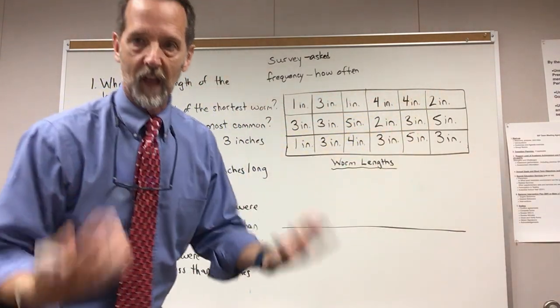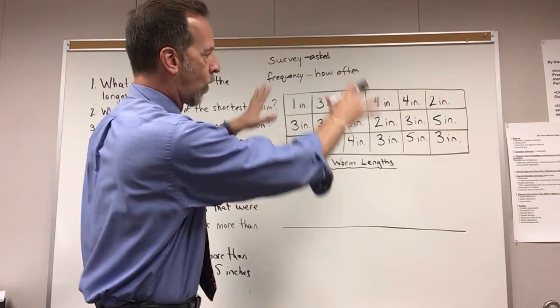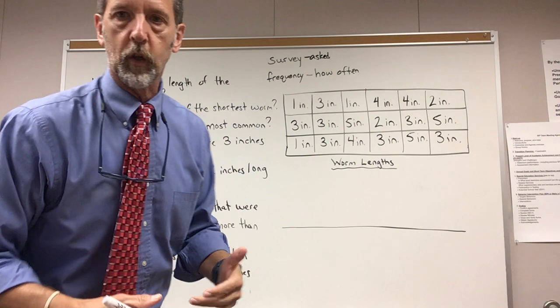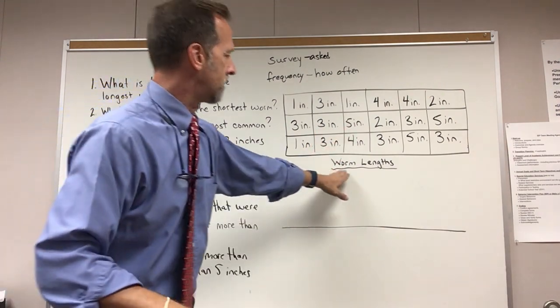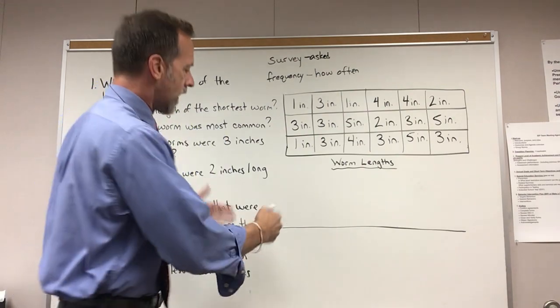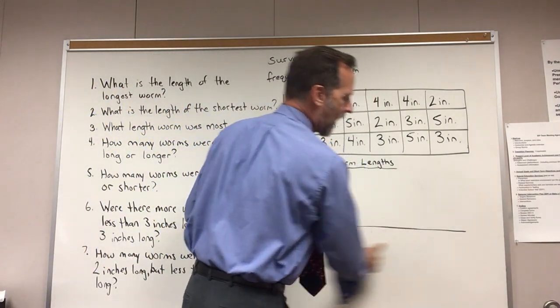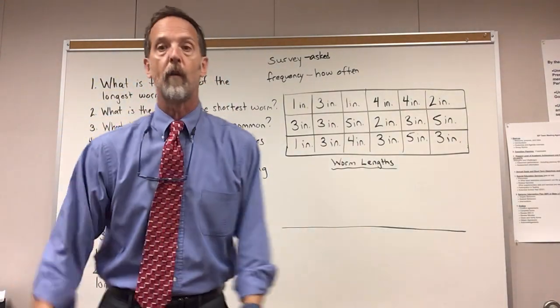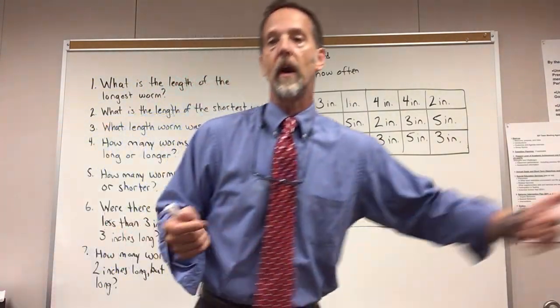So creating a line plot is going to help me organize this information so I can look at it and very easily draw some conclusions about what I had. So I'm going to make a chart that shows worm lengths. Now, on a line plot, you're going to have a number line down here. That's where the line comes from. It's going to go from a low number up to a high number.